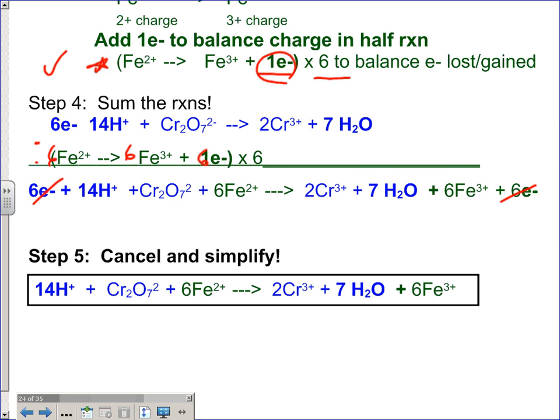Yay, 1 down. Yay. We're going to do some practice problems from your worksheet.